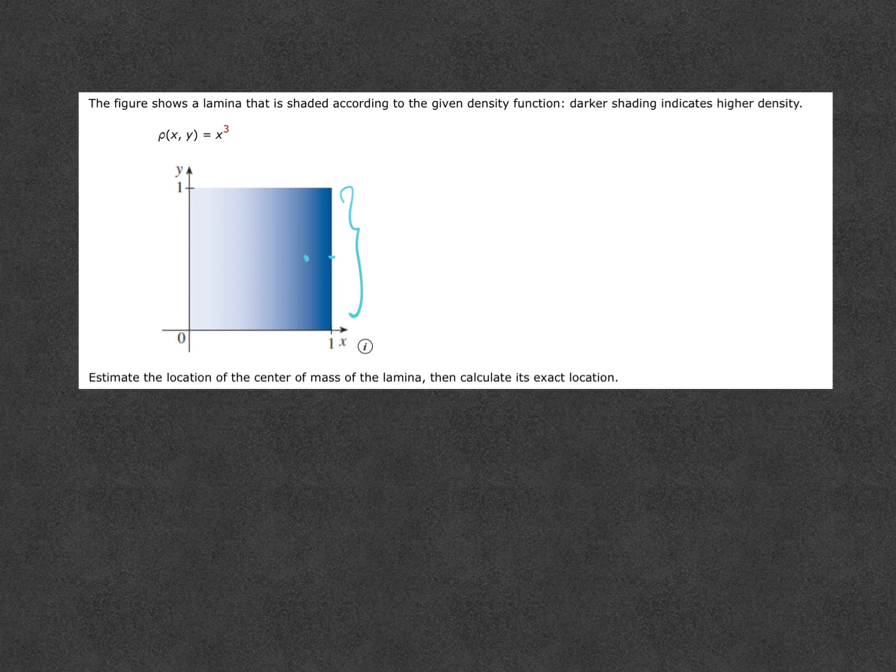So something comma 0.5, but then we're supposed to calculate it exactly, and this is our rho. So let's set this up and say the center of mass. So let's start with m equals. I'm going to write in this space first of all. So the mass is equal to the double integral of rho, which is x to the third. And let's do dy and then dx, because I'm kind of in that mode today. Since this is a box, our bounds are both 0 to 1. So we have 0 to 1 on the y and 0 to 1 on the x. It doesn't matter which way we go on that.